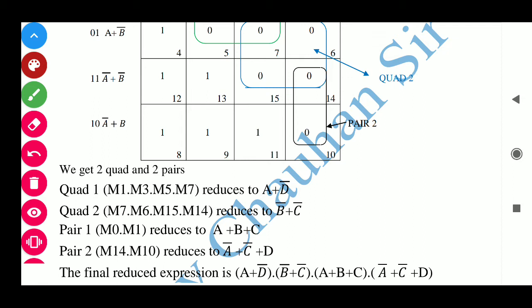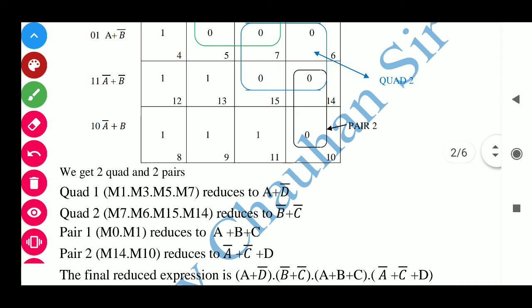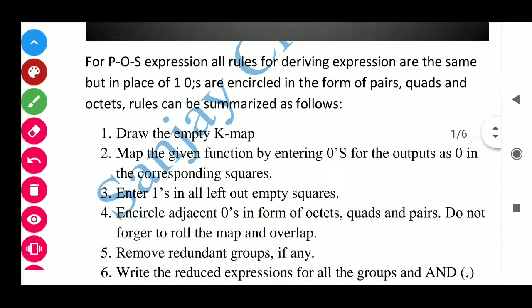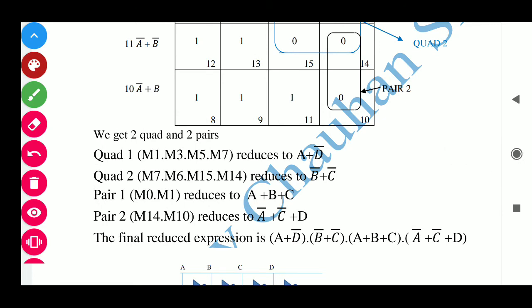Same way pair 2. Pair 2 is covering the last two rows, these two rows. So we will see here A naught is not changing its state, and same way C naught plus D we have to take as it is because it is covering only the last column. So your answer for pair 2 is A naught plus C naught plus D.